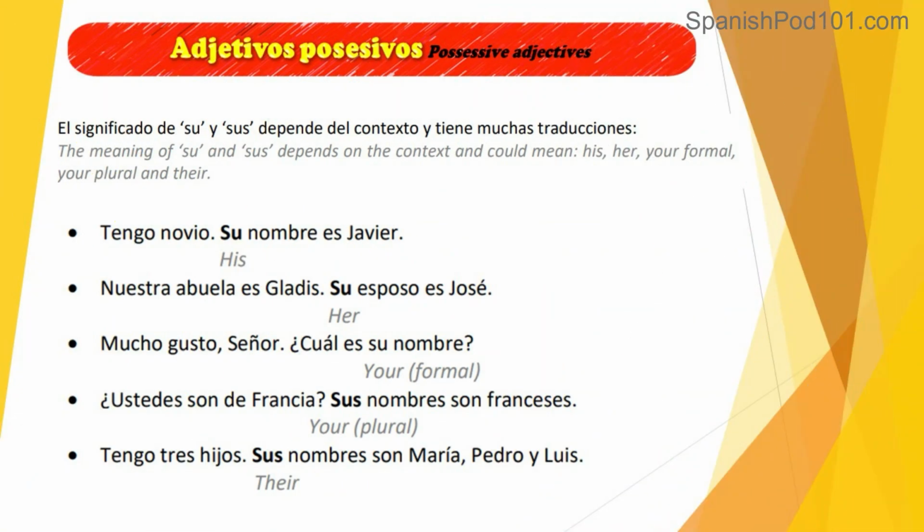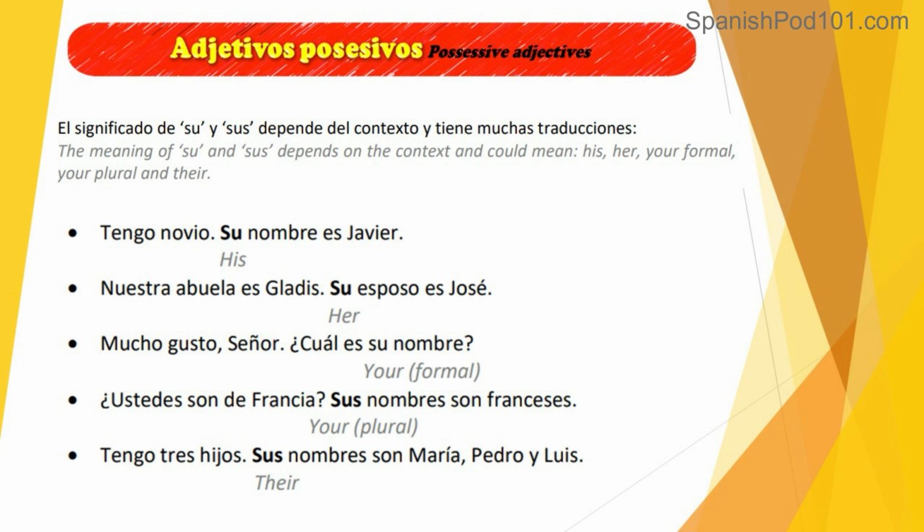The meaning of su and sus depend on the context and could mean his, her, your for formal register, your for the plural, and also their. Let's have a look at some examples. Tengo novio. Su nombre es Javier. As you can see here, context will help us a lot to have a look at what these su or sus mean. If you say tengo novio, that means I have a boyfriend. So we know that when I say su nombre, I'm referring to the boyfriend. So in this case, we know that su means his name is Javier.